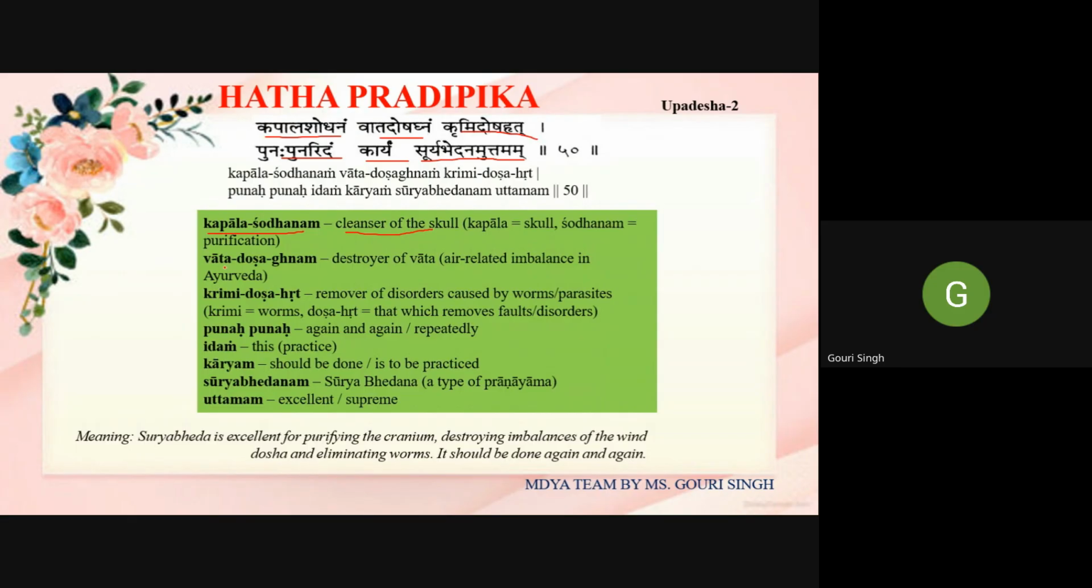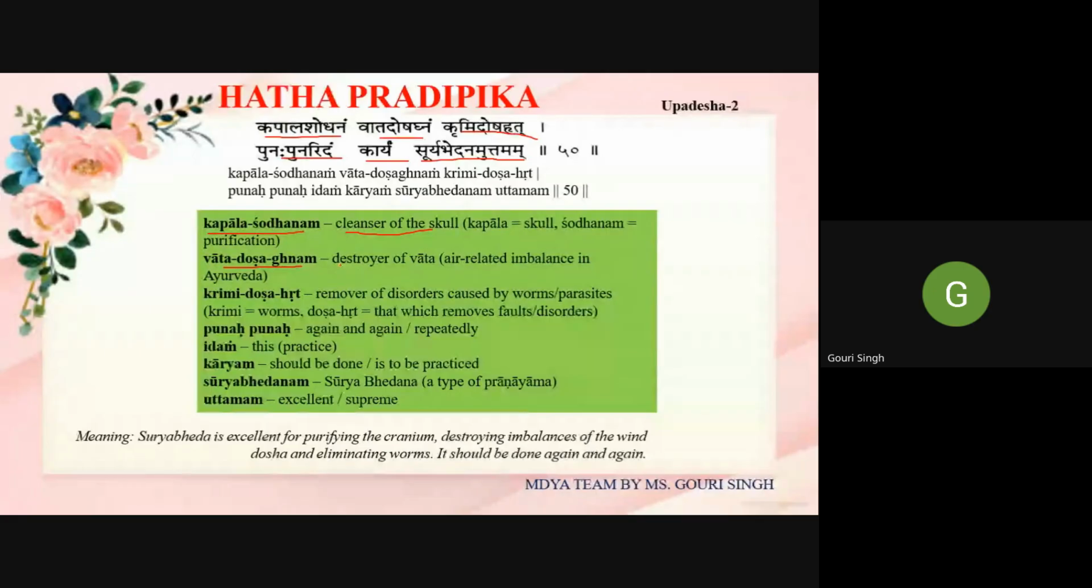And Vata dosha means any air-related problem, imbalance in the body. Can anyone give me one example of a disease which occurs due to air imbalance in our body? Anyone? Example? Rheumatoid arthritis. Very good. Arthritis problem. Okay. Or maybe stomach-related, different problems will occur due to Vata dosha. So that also becomes removed if you are performing Surya Bheda Pranayama.